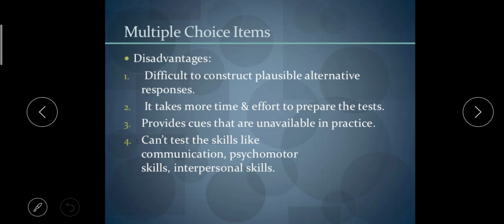So with this we have finished all achievement tests. Okay, it may be standardized, teacher made, or objective. Then we have the short answer and essay type.